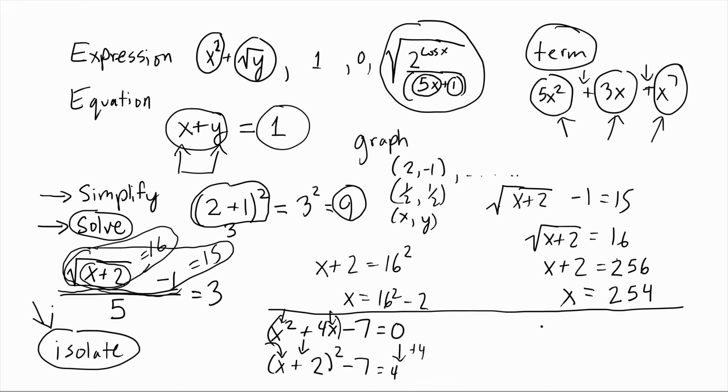Add 7 to both sides. We get 11 is equal to x plus 2 quantity squared. You can square root both sides with a plus or minus, because when you square root, there are 2 different square roots that are possible. So we square root both sides with plus or minus, and we get x plus 2. So x is equal to negative 2 plus or minus square root of 11. Great. So that's actually isolating.